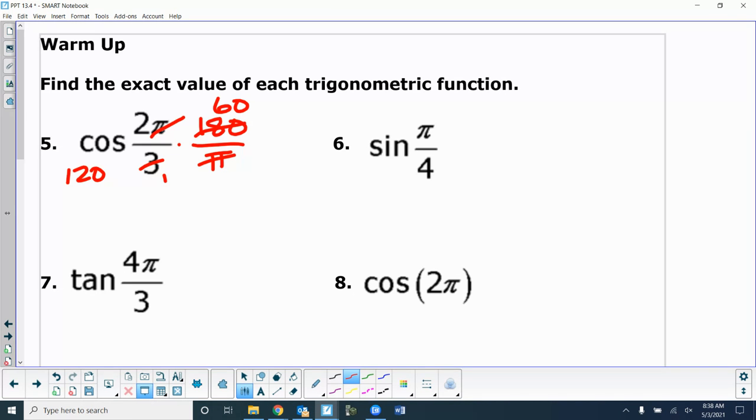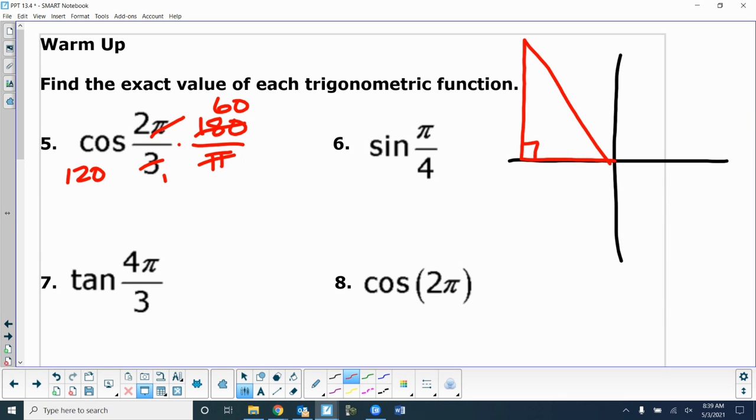So what quadrant is 120 degrees? Second. Very good. So I'll make my little XY axis. I'll draw my picture over here. Second quadrant. So my triangle looks like that, right? So remember, from here to here is the 120. So what's the reference angle inside? 60, right?